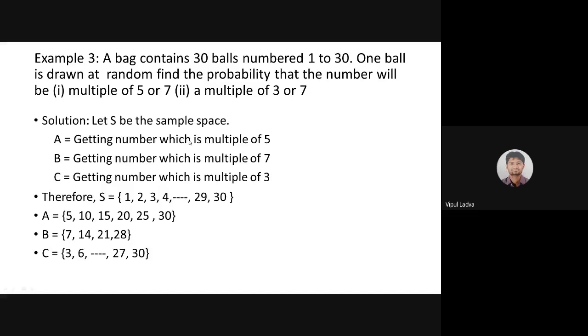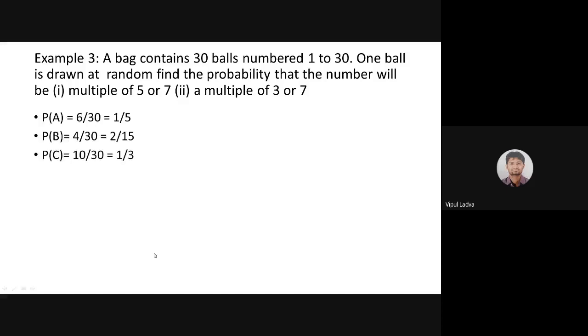P of A. First, I'm just finding the probability of event A. It will be 5 by 30. No, not 5 by 30; for event A, it will be 6 by 30. For the probability of event B, it will be 4 by 30. And the probability of event C, 3, 6, 9, all of these, that will give us 10 by 30.